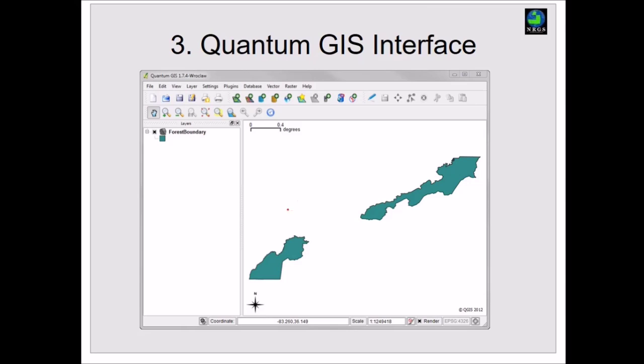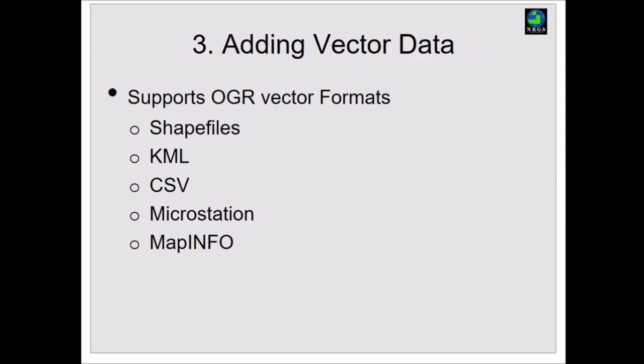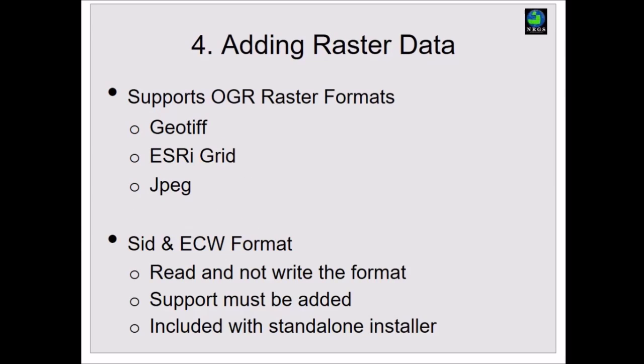This is a simple snapshot of the GIS interface. See how simple it is. QGIS is based on plugins, so whatever you want, you can just get the plugin for it and perform your GIS activity. You can add vector as well as raster data. For vector data, it supports all OGR vector formats like shapefile, KML, comma separated value CSV, MicroStation, and MapInfo.